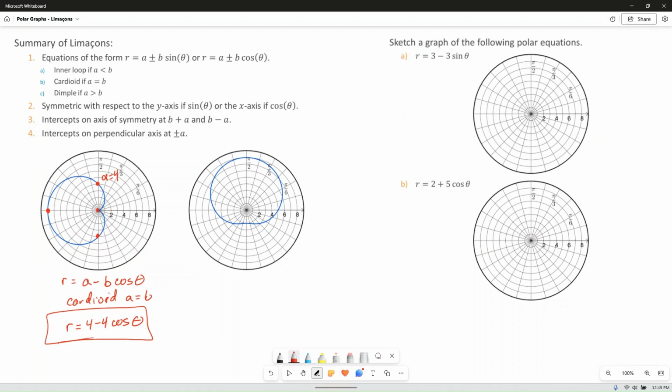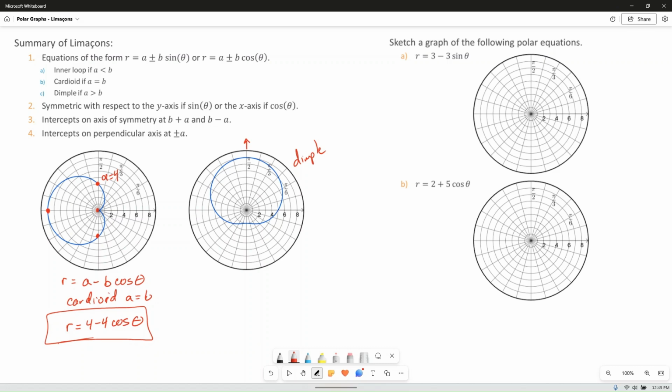All right, let's look at a second example. This time we have a graph. It looks like it's a dimple. Okay, it does not have an inner loop, and it does not reach up and touch the origin. So the bottom of the graph is just kind of bumped up a little bit. So that's a dimple. And it is also extending vertically in the positive y direction.